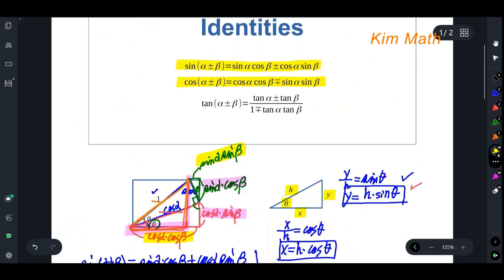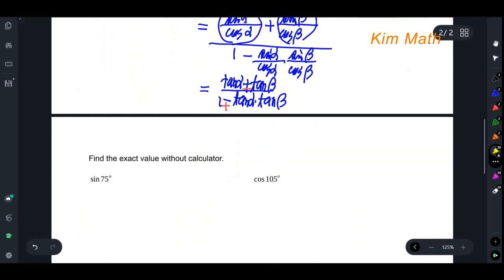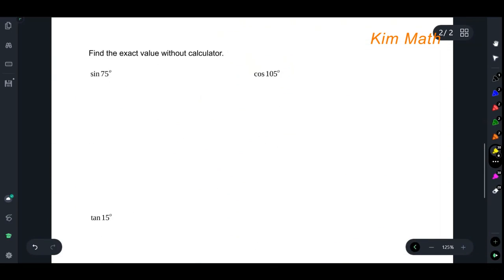Now we proved why we have these 6 sum and difference identities. This is a really fundamental formula or identity. Without this, we cannot proceed to more advanced trigonometry. So please invest some time to memorize this one. Now, what are the uses of this identity?